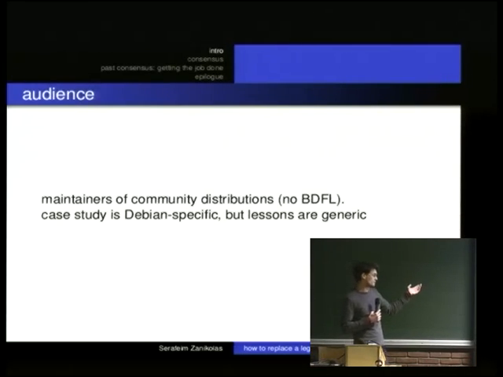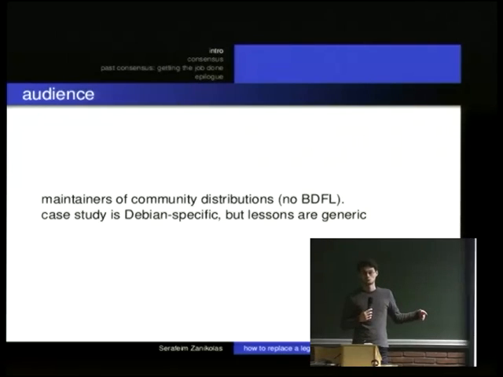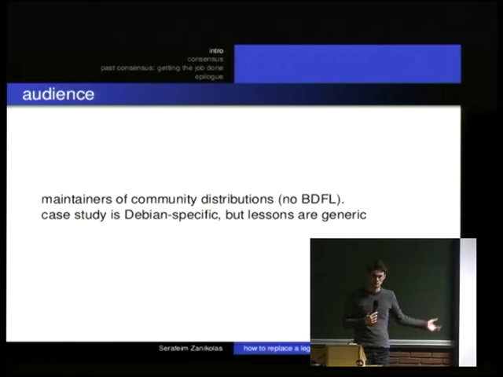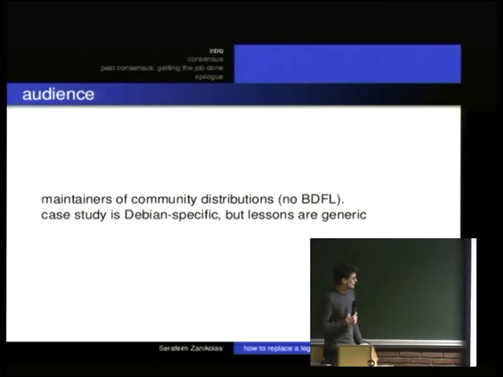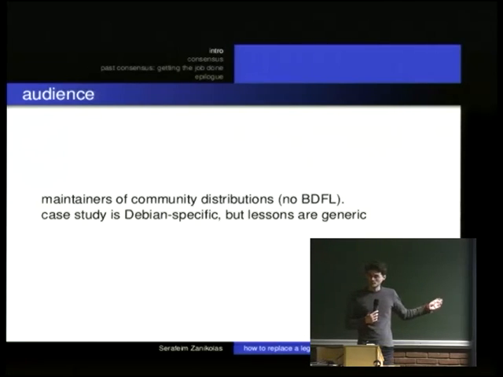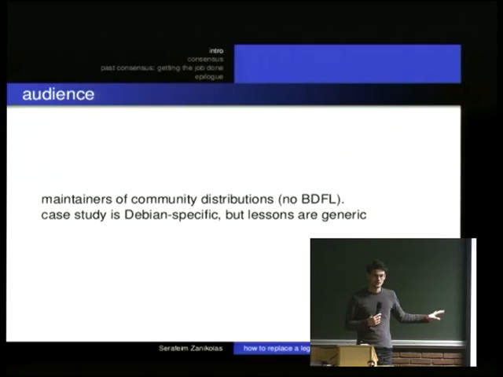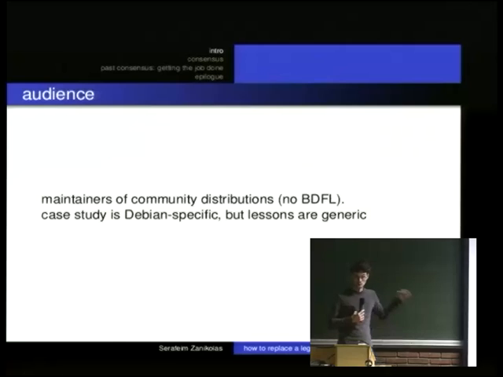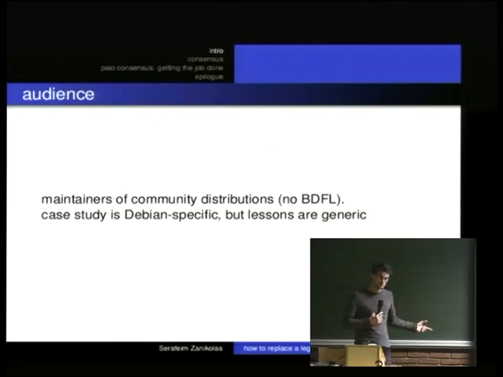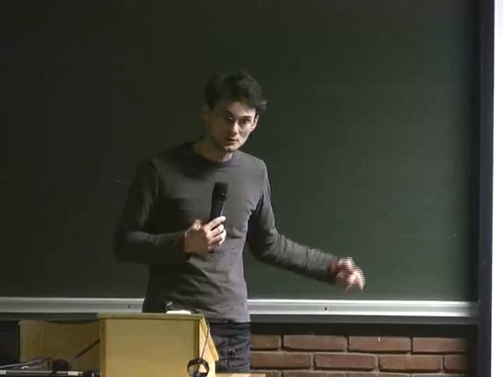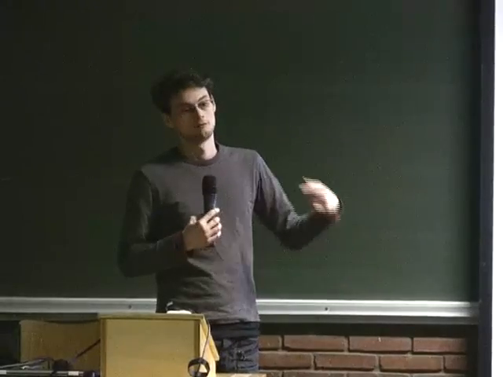So the audience of the talk is basically maintainers of community distributions, and by that I mean distributions where there is no benevolent dictator that says, we will do that. It's about distributions where you have to convince people, you have to get consensus to do something. And the tool I'm talking about, the case study, is Debian specific, but I'm drawing some lessons which are, I think, of general interest. So this is not a talk about describing the replacement, it's a talk about the process of getting consensus for replacing the tool.